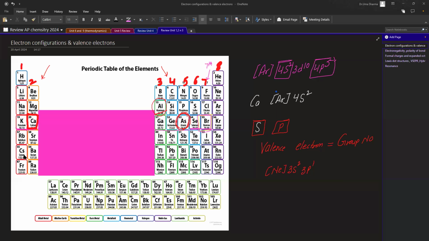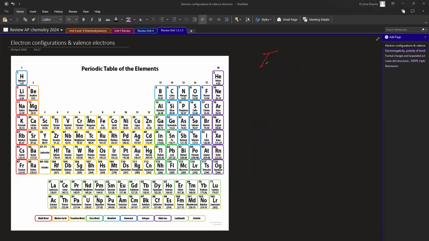Second important, when ions are made, the ones with the negative and positive charge. For example, if I ask what's the electron configuration of sulfur? In terms of noble gas configuration, it is neon 3s2, 3p4. In ions, the electrons are added or removed in the outermost shell only.